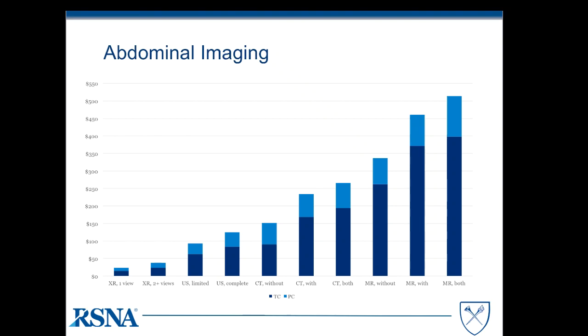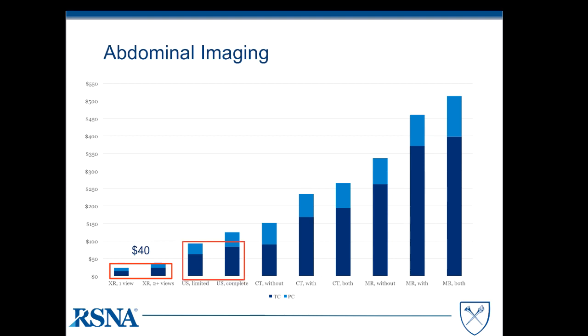Let's look at what happens in abdominal imaging in a graphical manner. That may be a little bit easier to digest as you go from one modality to another. For radiography, there's a few choices here. I've illustrated a 1-view abdomen and a 2-view abdomen, and the payment here, global payment, somewhere around $40 for Medicare.